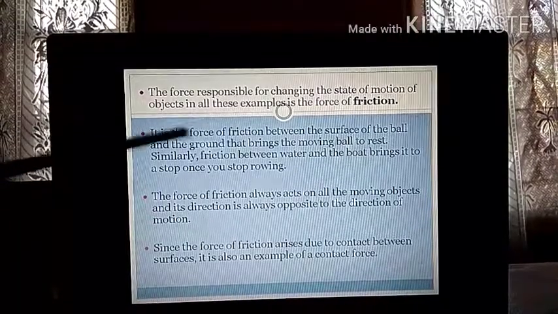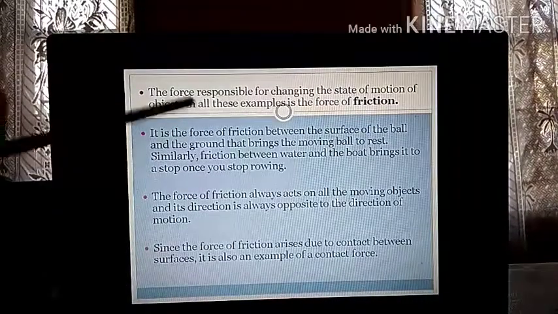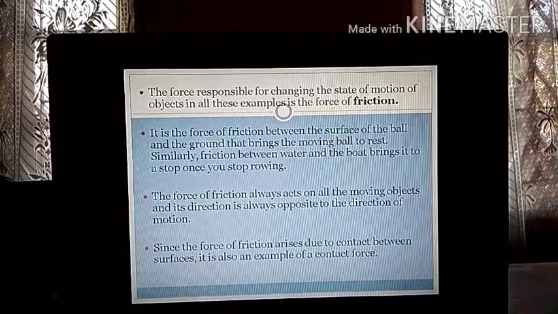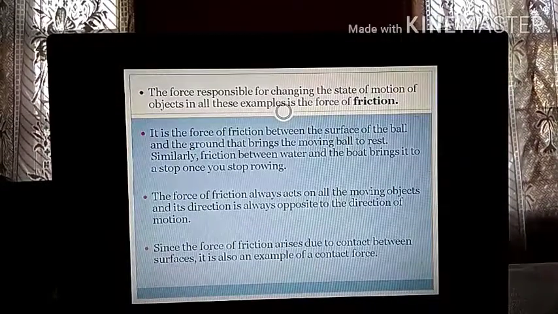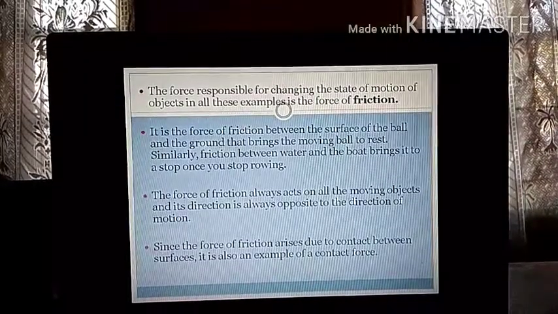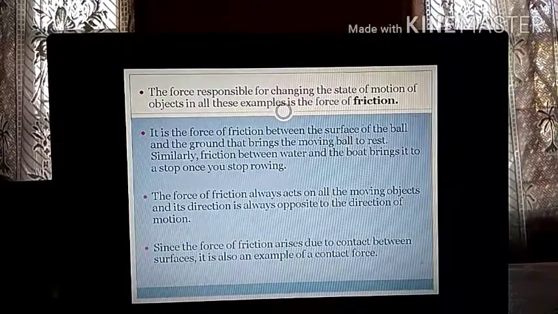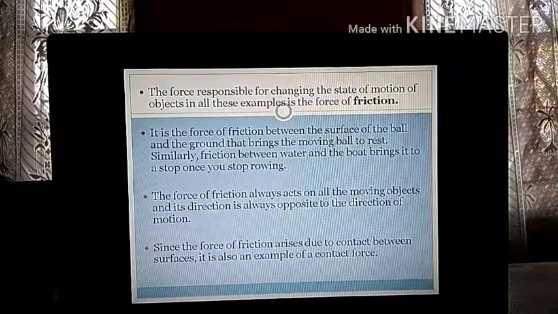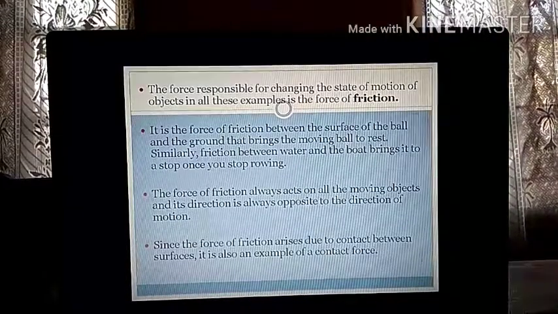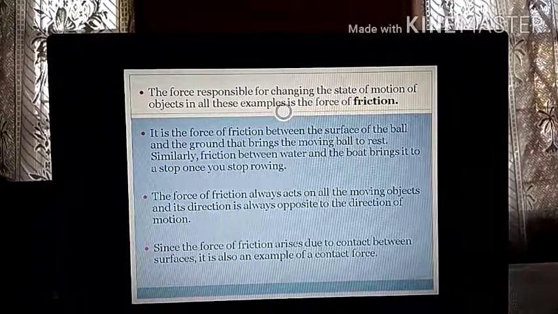So it is the force of friction between the surface of the ball and the ground that brings the moving ball to rest. Similarly, friction between water and the boat brings it to stop once you stop rowing. So what is happening? The ground where the ball is moving has lots of irregularities. No ground is 100% smooth. Always there will be some kind of irregularities. So these irregularities between the surface of the ball and the ground make the ball come to rest. Similarly, the irregularities of water and the surface of the boat touching the water make the boat come to rest.